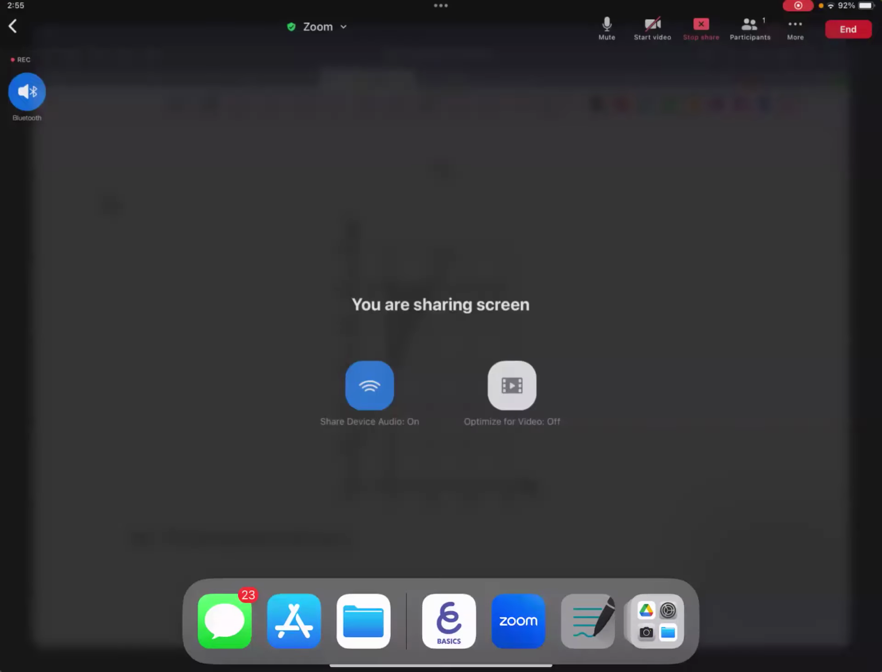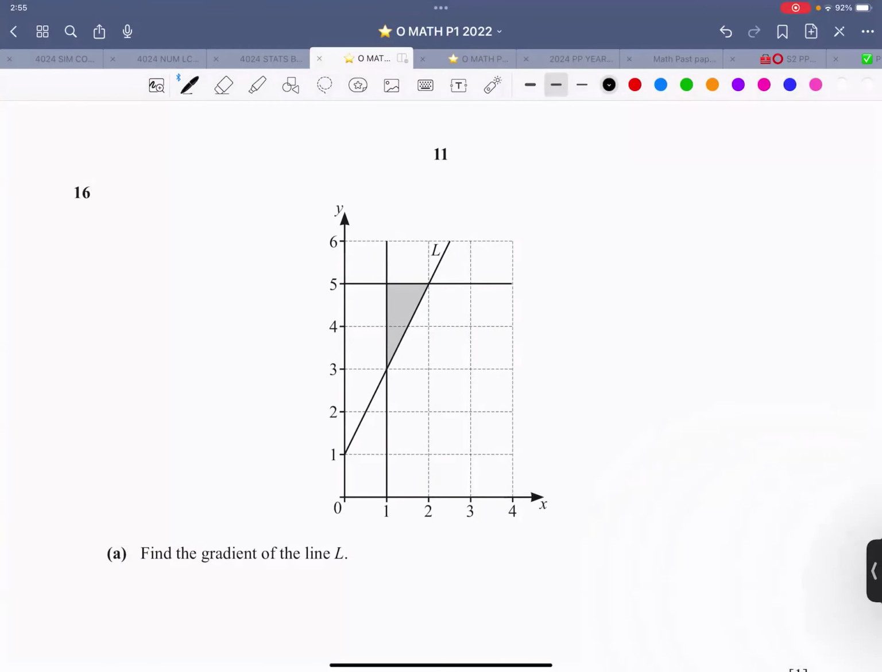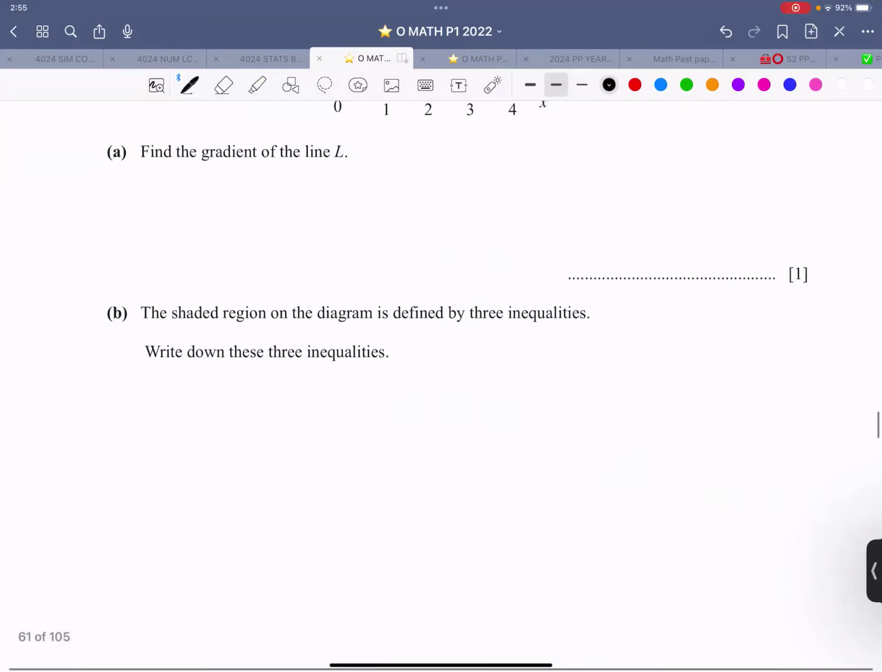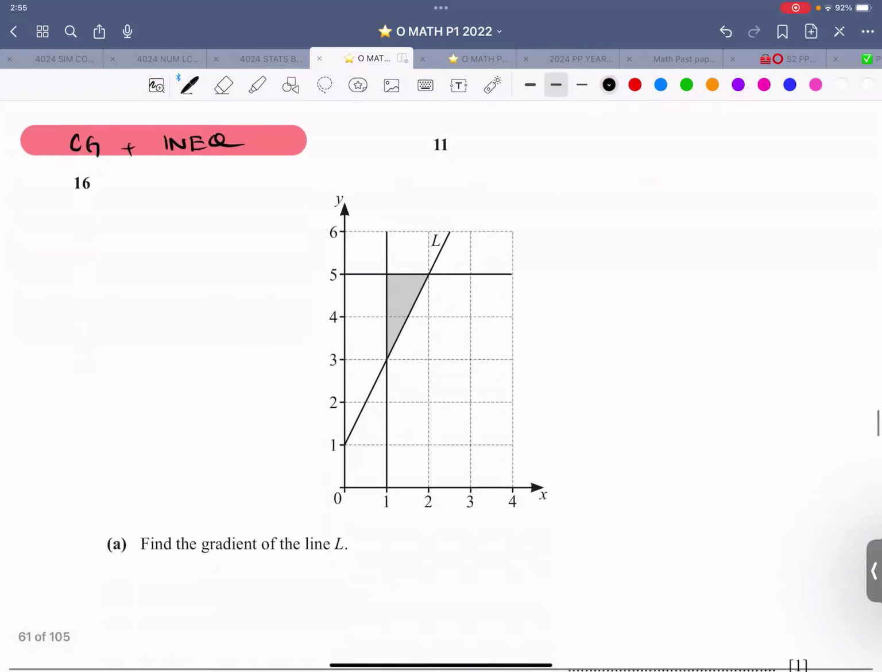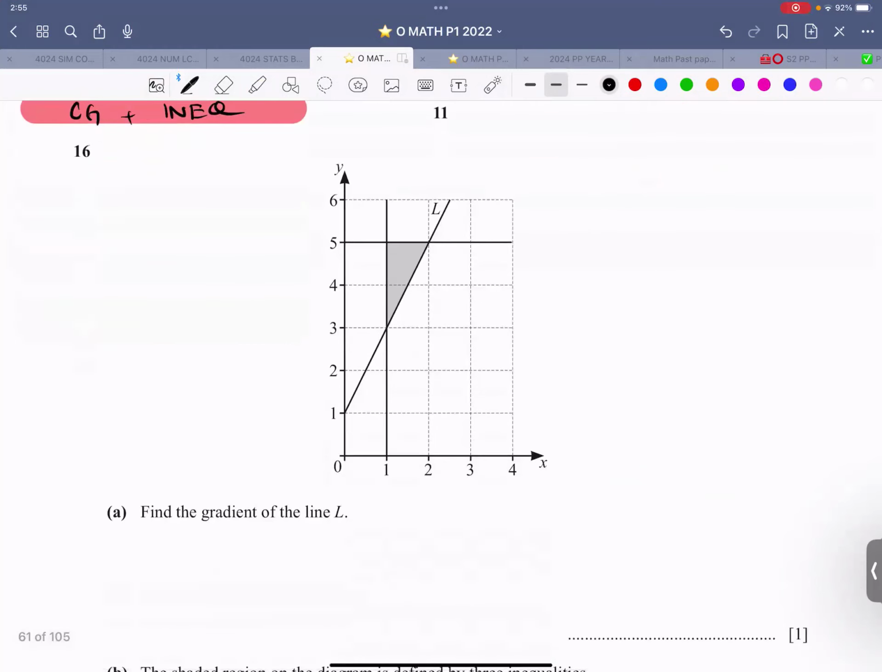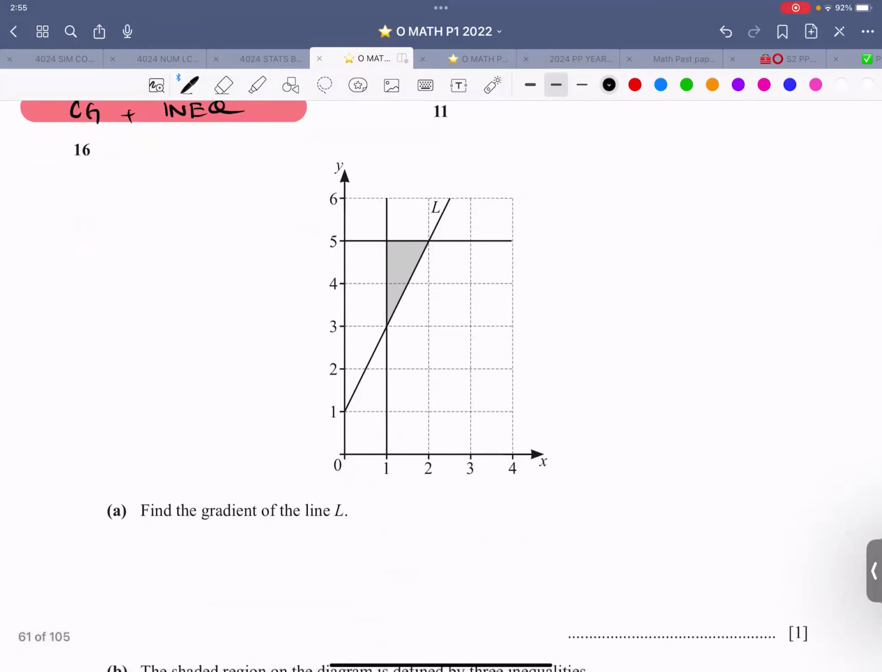Recording in progress. So now it's 255. Let's continue with this question. Looks like coordinate geometry and then inequality. Question: find the gradient of the line L. So take 2 points on the line. I'll take this point, which is 0, 1, and this point, which is 1, 3.